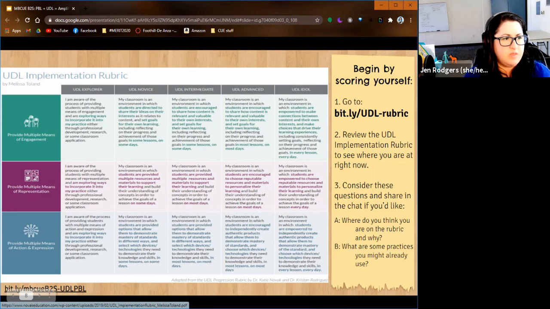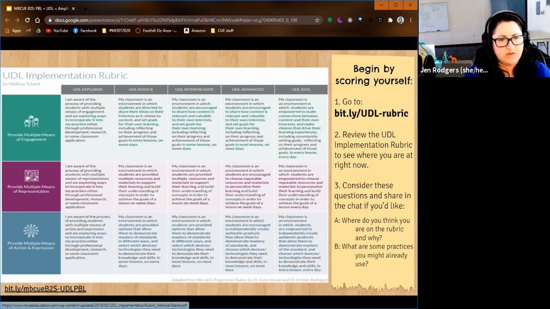But on the top, you can see here you've got Explorer, Novice, Intermediate, Advanced, and Ideal. And I want you to keep that in mind too, because we're going to talk a lot about rubrics. I want you to keep in mind that this is not 1, 2, 3, 4, 5. We're going to talk more about that later.